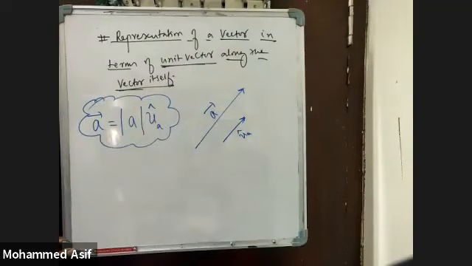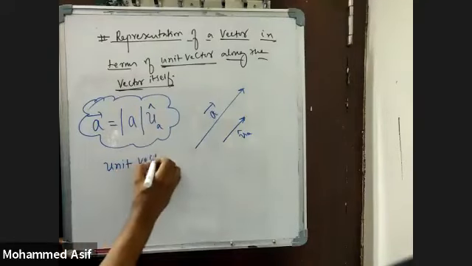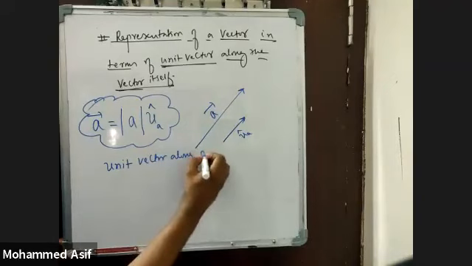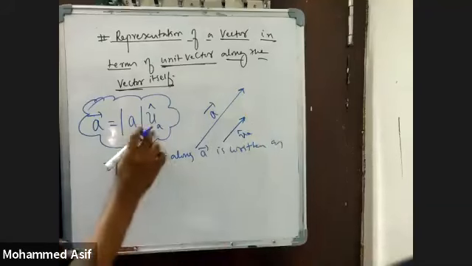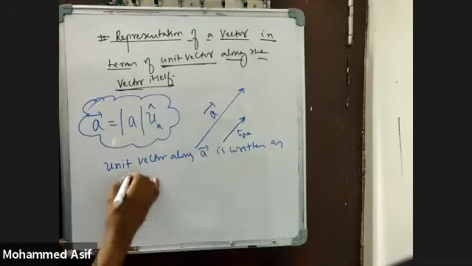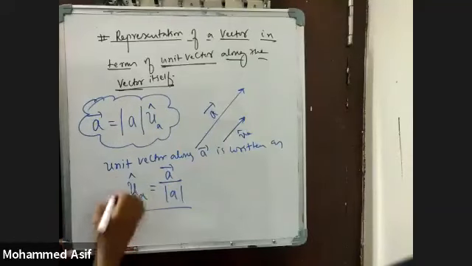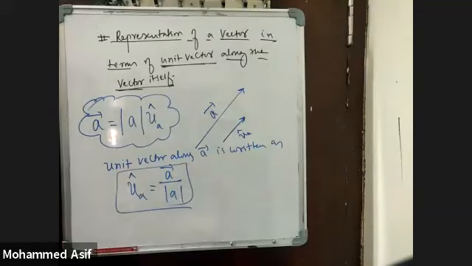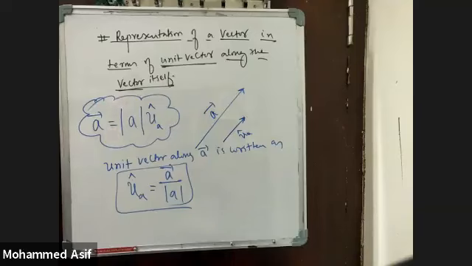How do you represent a unit vector per definition? Unit vector along A bar is written as, this is unit vector. So unit vector of A is A bar divided by mod of A. So this is the unit vector formula. The significance of unit vector lies in representing the direction of a vector.